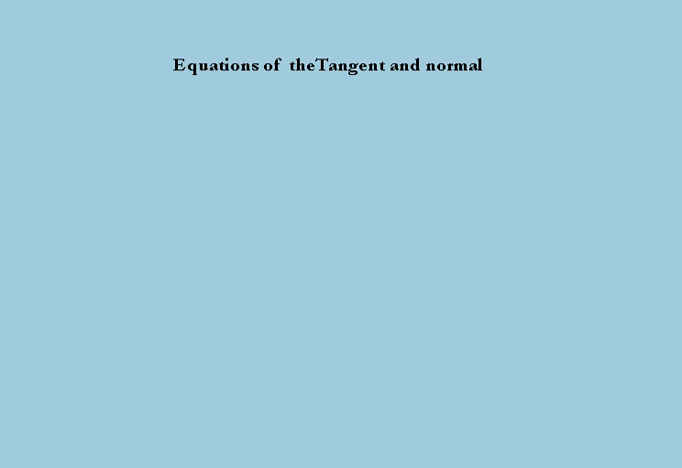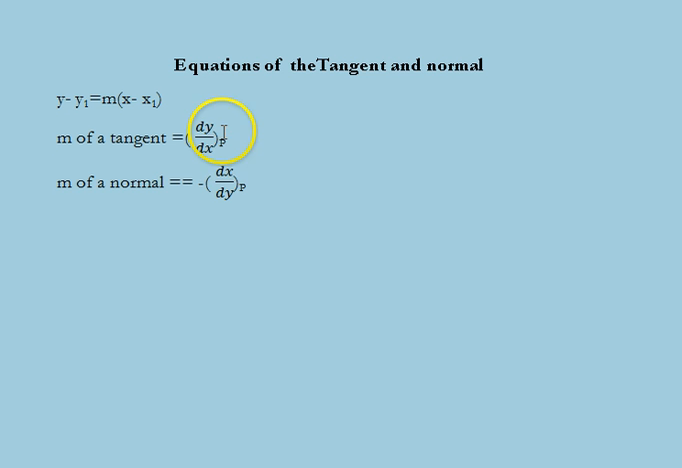We know that the equation of a line passing through a point with coordinates x1, y1 and having a slope m is given as y minus y1 equal to m times (x minus x1). Now we have already discussed that the slopes of the tangents and the normals to the curve y equal to f(x) at a point P with coordinates x1 and y1 are given as dy/dx at point P and minus dx/dy at point P respectively.